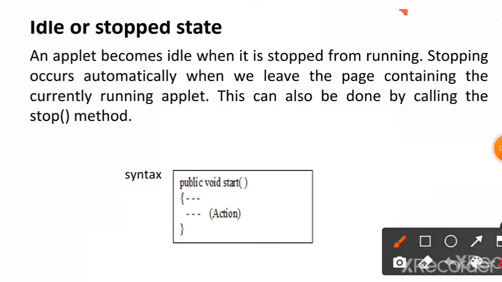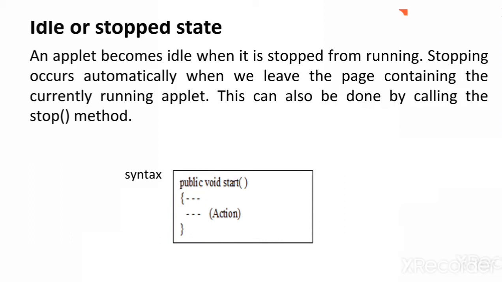Here is the basic structure of a stop method. We write public followed by void and then stop. So you can override the stop method according to your requirement to perform certain activity.